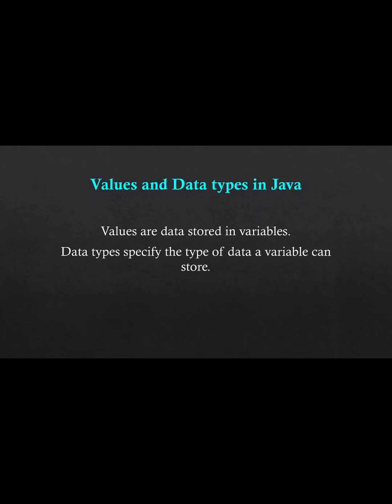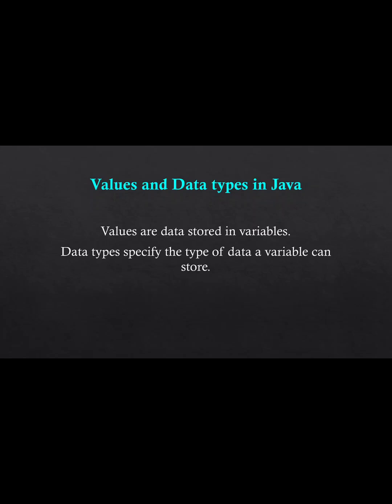Now let me explain again. A variable is just a name given to the memory location in the computer inside which a particular data is stored. And what is value? Value is that data which is stored inside the variable. The data stored inside the variable can be of many types. It could be integer, decimal, character, string, or true or false, that is boolean. So that is what a data type is. A data type is the type of data which you store inside a variable.